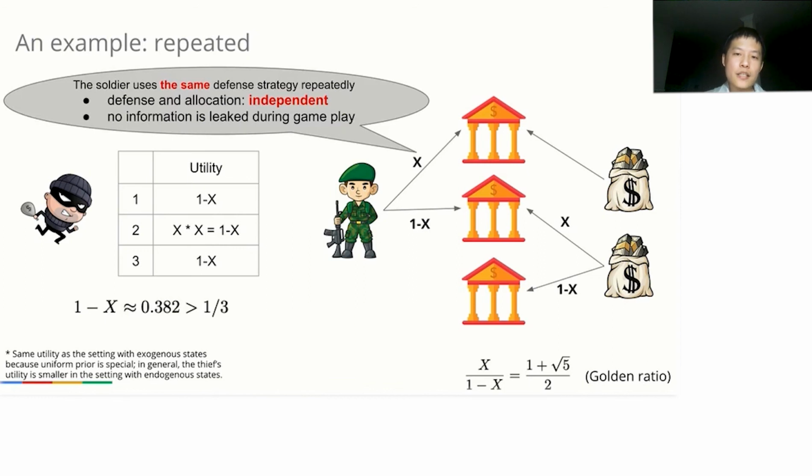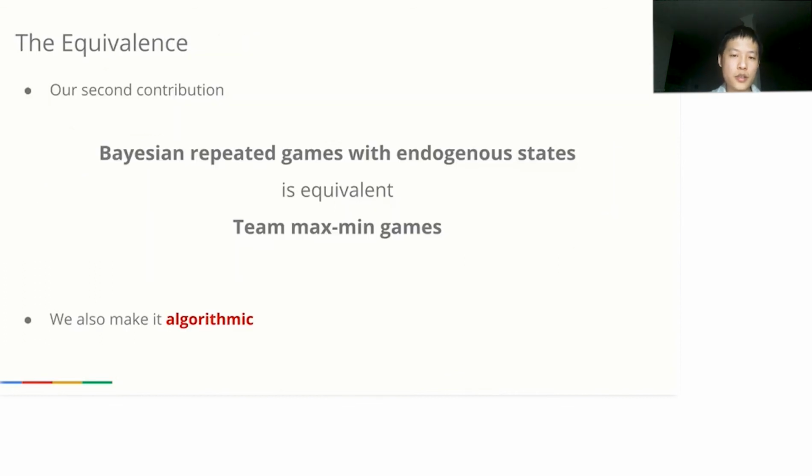Okay, so the key property of this strategy is the following. Since the defender used the same defensive strategy repeatedly, which is independent of the allocation of the money, basically no information is leaked during the gameplay. So the attacker learns nothing from the defender's allocation. It turns out that this is not a coincidence. Actually, our second contribution is showing that the Bayesian repeated games with endogenous states is equivalent to team max-min games. And again, team max-min game is a one-shot game.